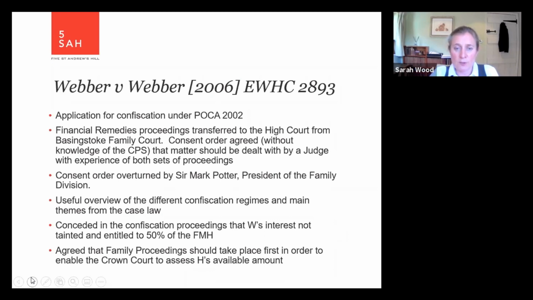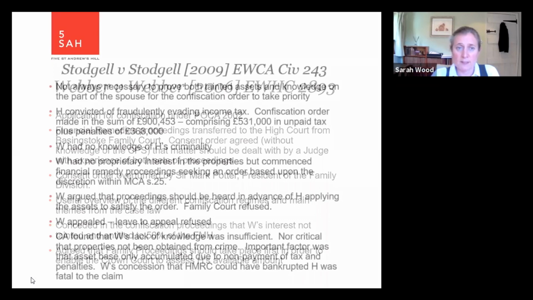That order was agreed on the basis that the matter should be dealt with by a judge sitting with both hats on, so both with a criminal knowledge and a family background. That order was overturned by the president of the family division. It was conceded in the confiscation proceedings that the wife's interest was not tainted and that she was entitled to 50% of the matrimonial home. And so on that basis, it was agreed that the family proceedings should take place first in order to enable the Crown Court to then subsequently be able to properly assess the husband's available amount. Moving on to the next slide, please, Tess.